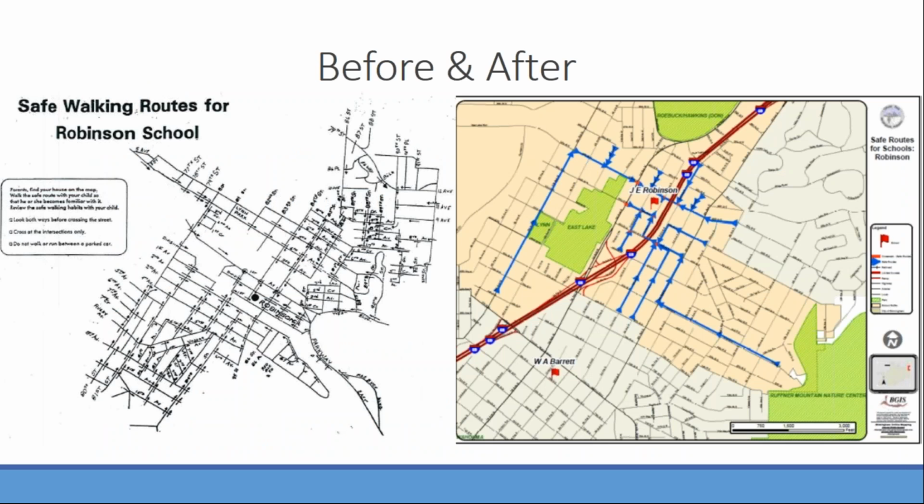And as you can see here, there's a before and an after. The map on the left is the original map of Robinson Elementary, which you saw at the beginning of the presentation, and the new map on the right. You can see that in addition to showing more layers of information, the new map is easier to update and more part of a process at traffic engineering. Also, the map is easier to share and reproduce.